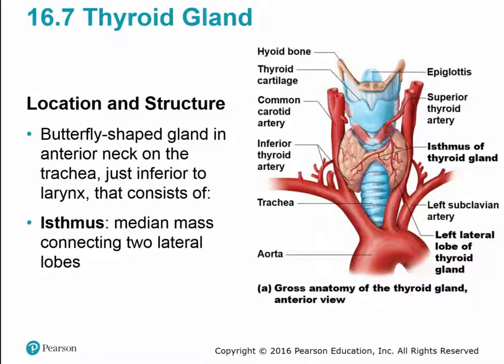Right, so the first gland we'll look at today is the thyroid gland. So the thyroid gland is a small butterfly-shaped gland that's in the anterior portion of the neck, just below the larynx. So it consists of the isthmus. So this is just this median, kind of narrow region that connects the two halves of the thyroid gland.